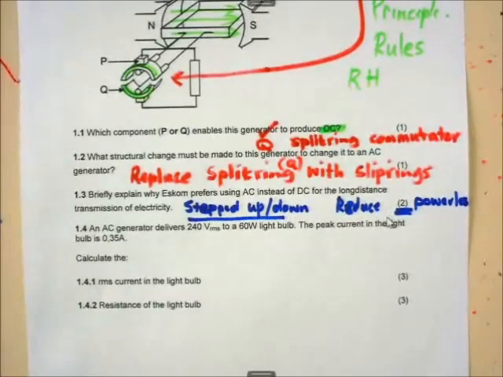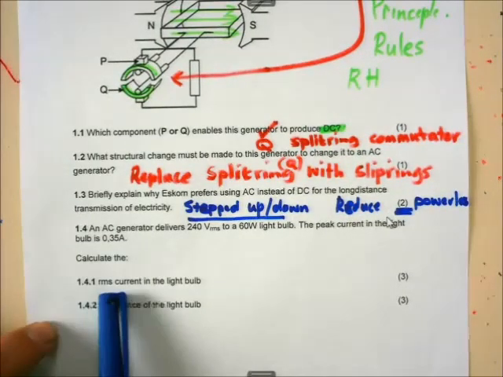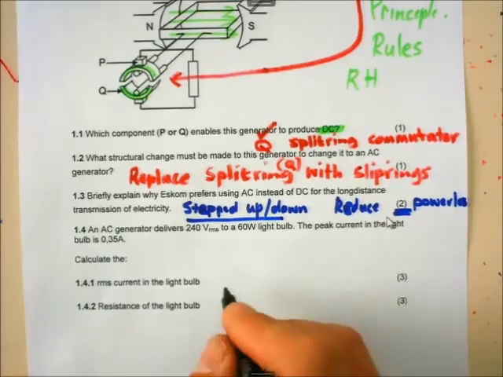Now they ask me, calculate the root mean square current for the light bulb. So they want this.